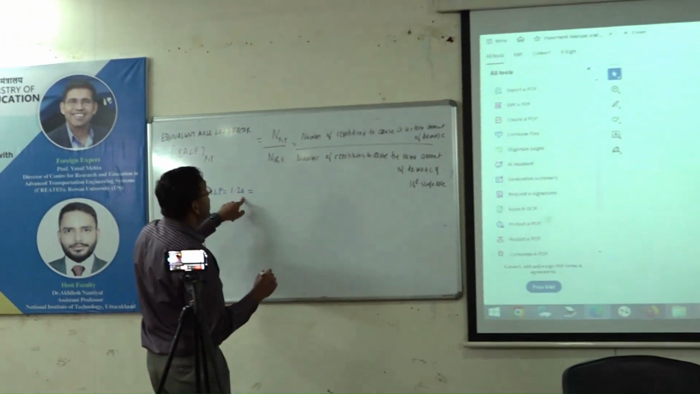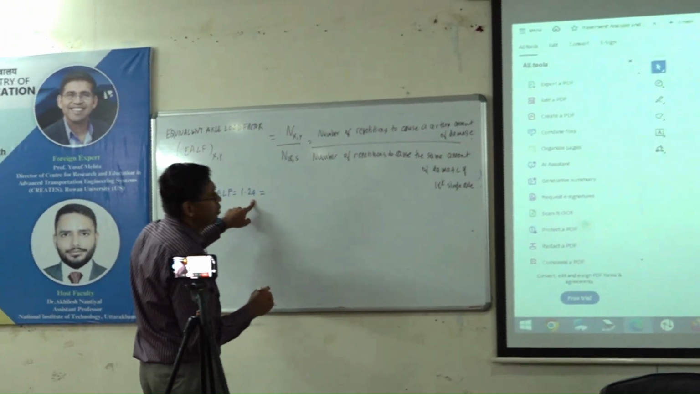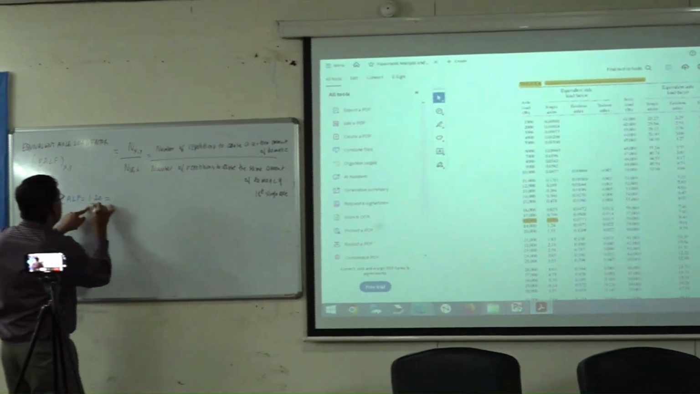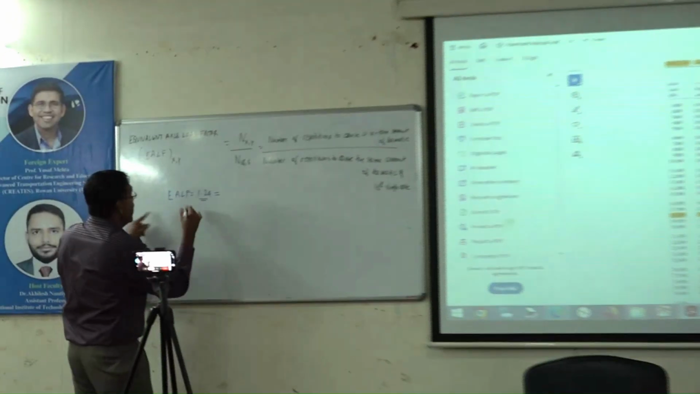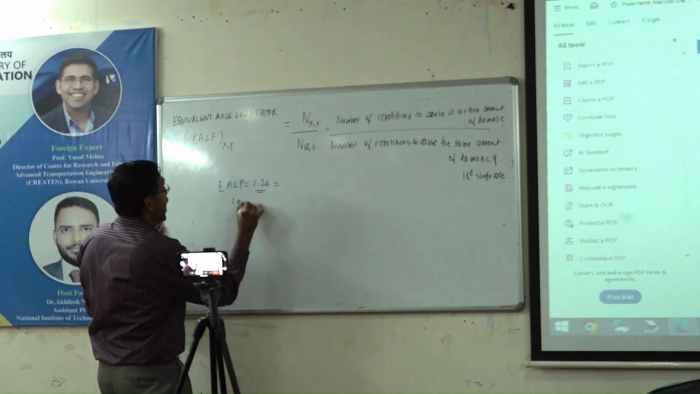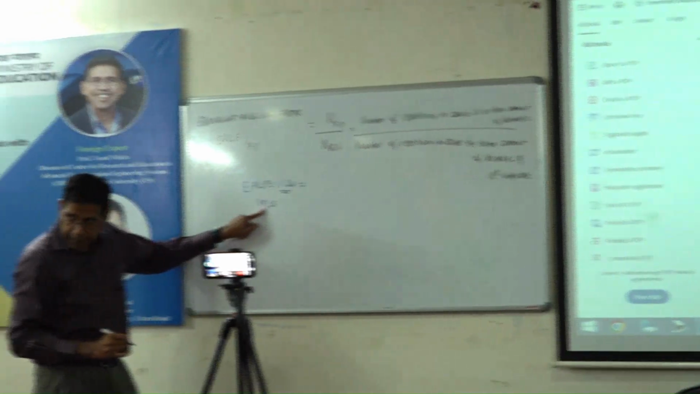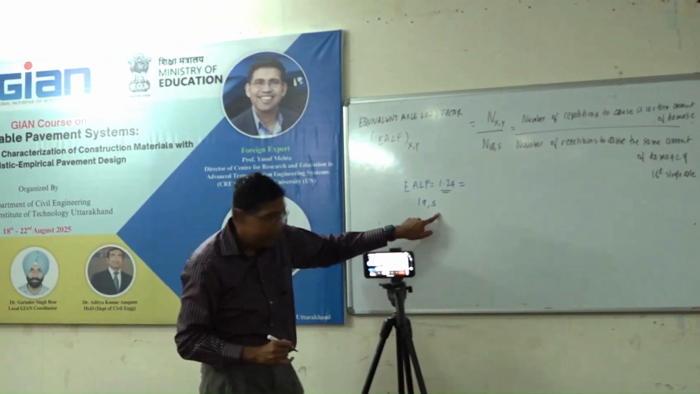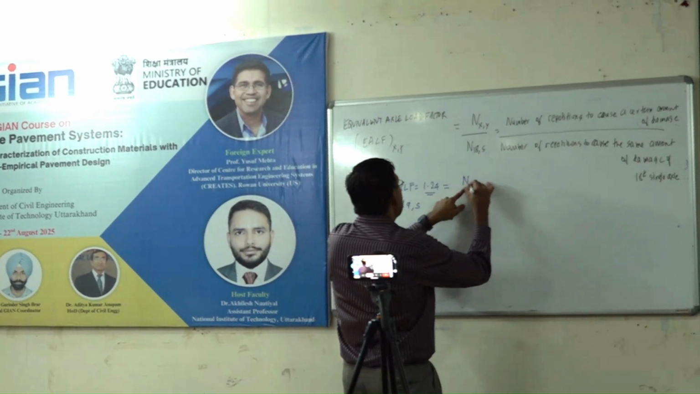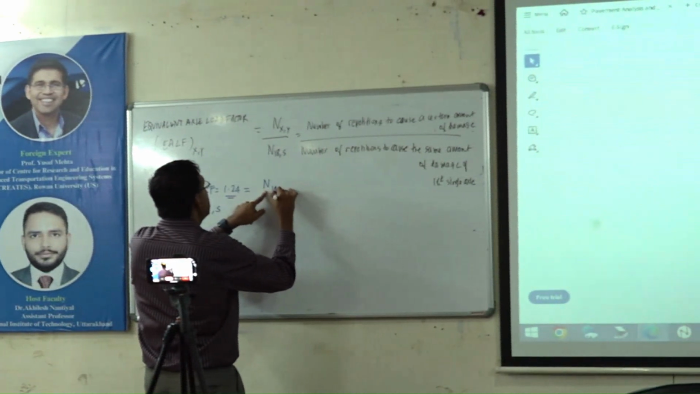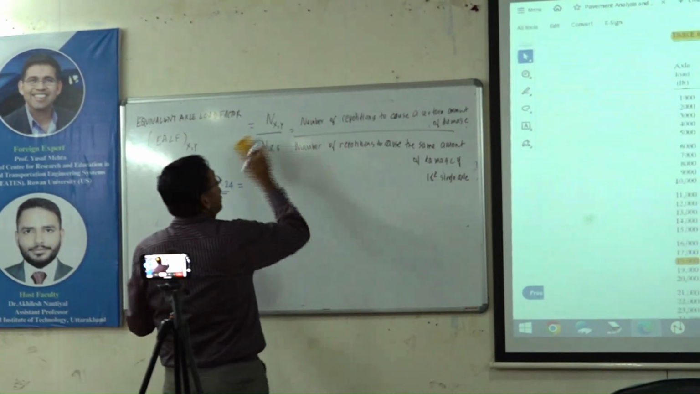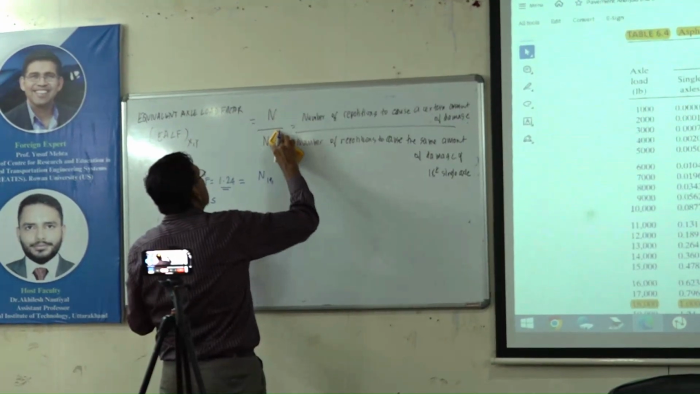Okay, so did I get this backwards? Let me check it one more time. So here you have 1.24. So EALF of a 19 kip single axle, that's how you write it. 19, single axle. Correct? Is 1.24. That means I have N19. I think this is backwards. I did this exactly backwards. I apologize for that.